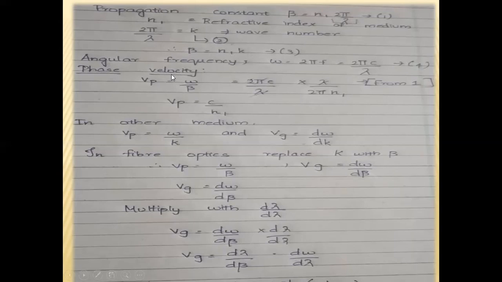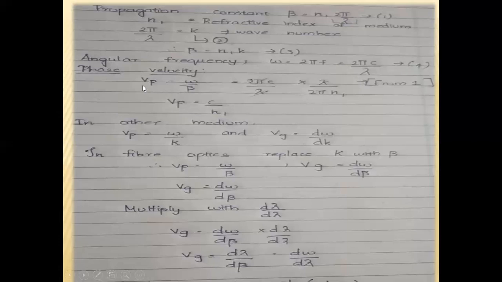Here omega is the angular frequency, so the value of omega is equal to 2 pi F. Now here we have the value of lambda. For this lambda, we are substituting lambda is equal to C by F. So from this we will get 2 pi C. Lambda is equal to C by F means F is equal to C by lambda.